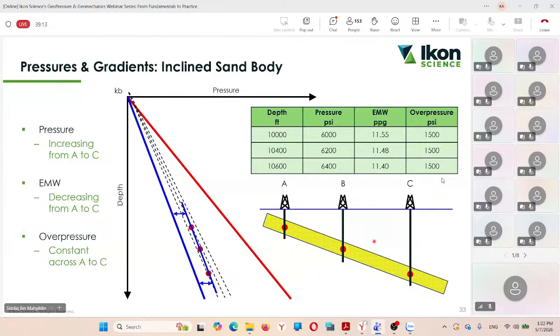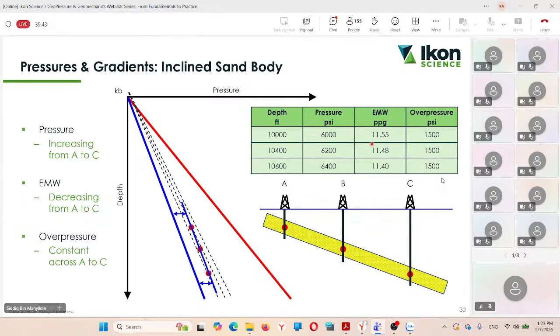Let's make it a little bit more complicated. For example, if you have an inclined sand body, they are connected. In this case, I have A, B, and C, and you can see I have pressure data from A, B, and C. You can quickly see that the pressure is increasing from A to B to C, which makes sense because the depth is increasing as well. But when you look at the equivalent mud weight, it decreases from A to C, which can feel a little bit counterintuitive at first.